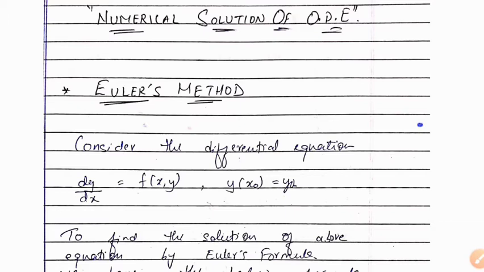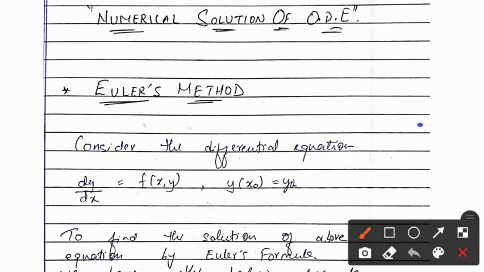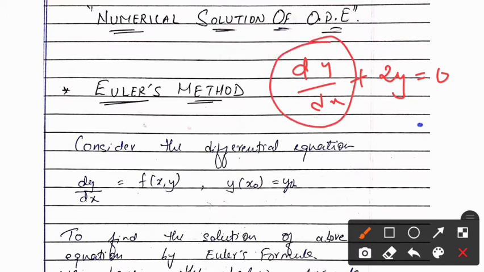Now in our syllabus of AMEE, we will move towards our next lecture, numerical solution of ODE, that is ordinary differential equation. See, any equation of the form dy by dx plus 2y is equal to 0. This is called a differential equation because it includes dy by dx, that is the differentiation of a function.